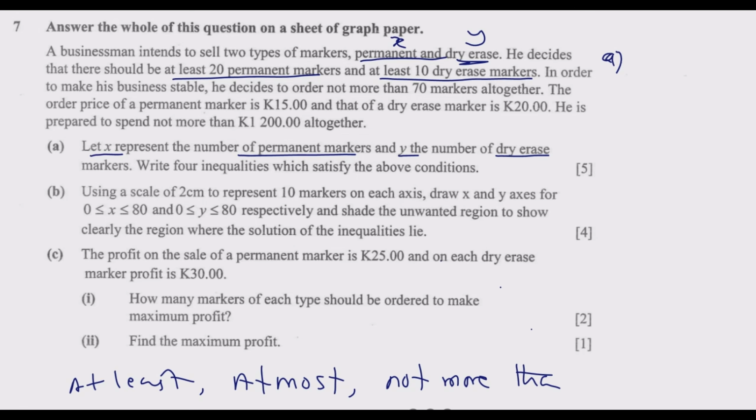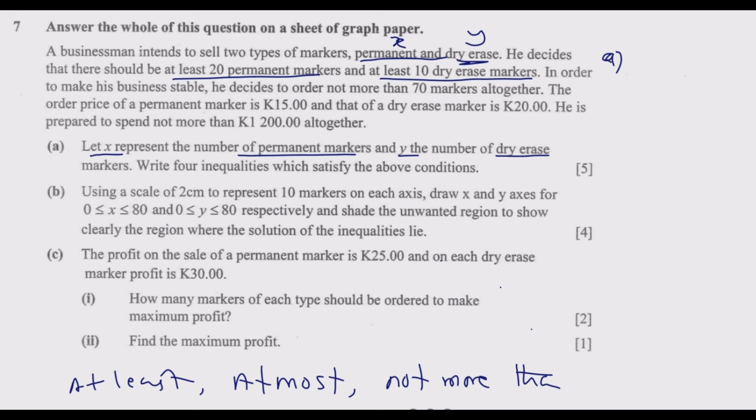Then if you say at most, that means that's the maximum. If you say at most 40, 40 is part of the solution, we can't go beyond 40. 40 should be the maximum. But if you say less than 40, 40 is not part of the solution. Then not more than and at most mean the same. What you're saying is, don't go beyond that value. So you need to take note of that.